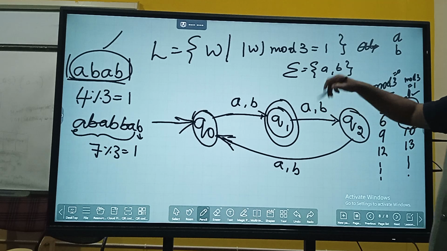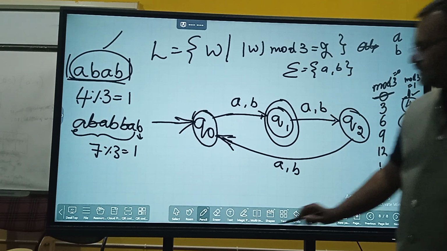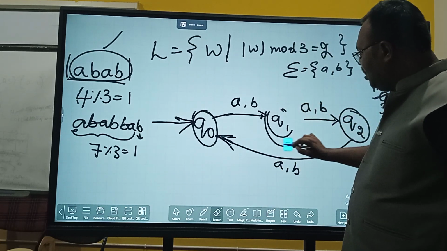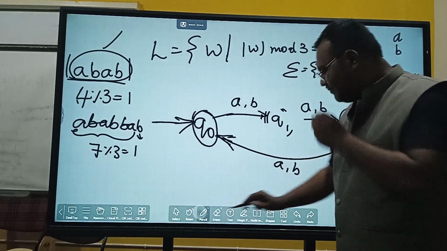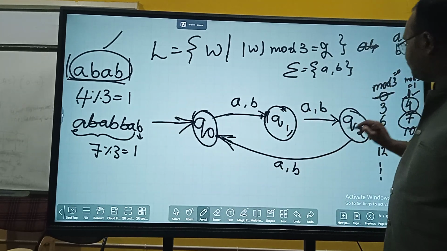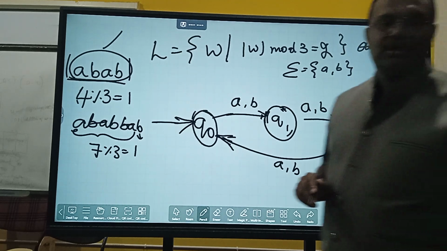Now, if in the same problem they change it to 2, what will be the final state? It is based on the same technique. This will be removed from the final state. We'll mark it as Q1, a normal state. The final state will shift to Q2 if this becomes 2.